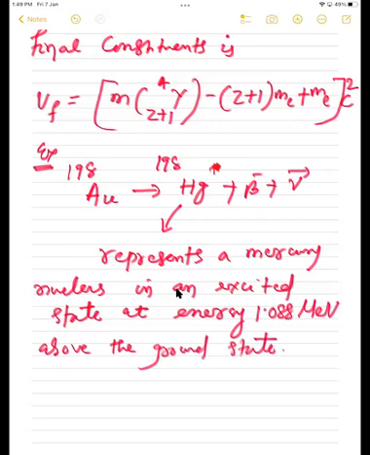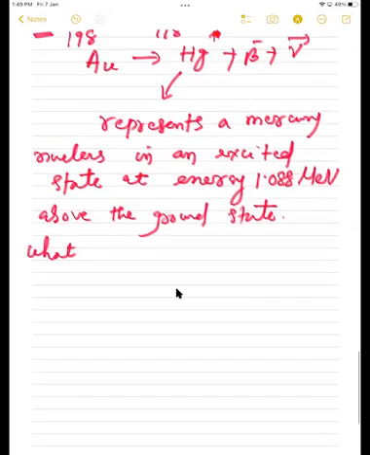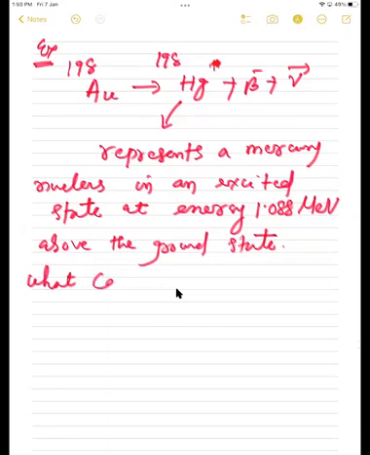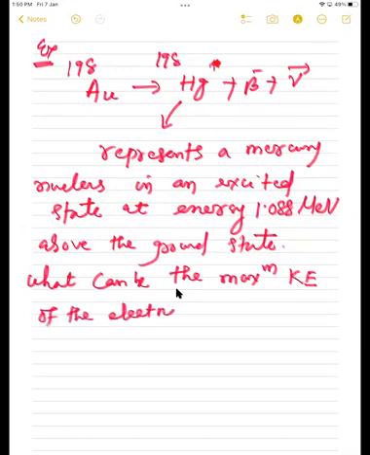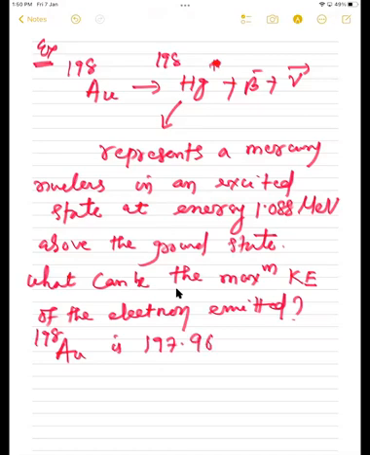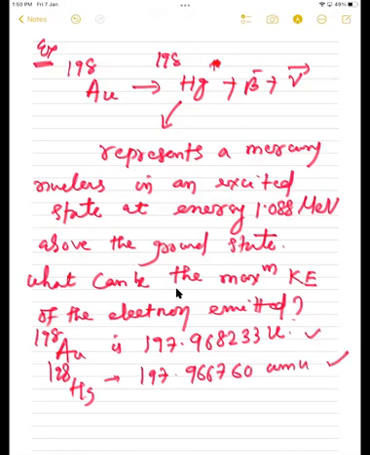In the question it is asked, see the question here: what can be the maximum kinetic energy of the electron emitted? The atomic mass of gold 198 is 197.968233 atomic mass unit, and for mercury 198 it is also given, 197.966760 atomic mass unit, right? So here we first have to find the maximum possible kinetic energy of the emitted electron, meaning the total energy, the Q value. So let's go for this question.